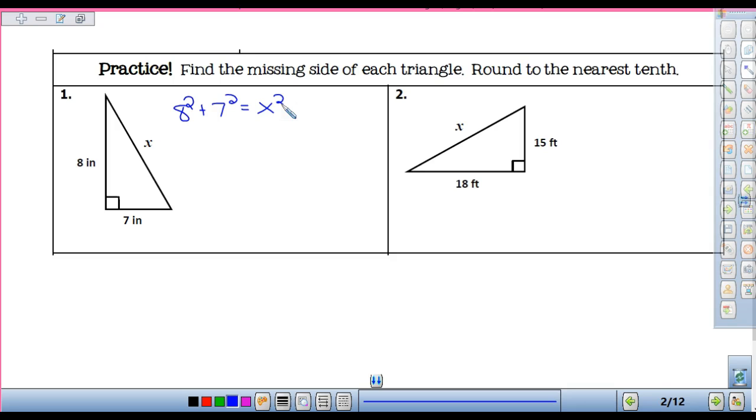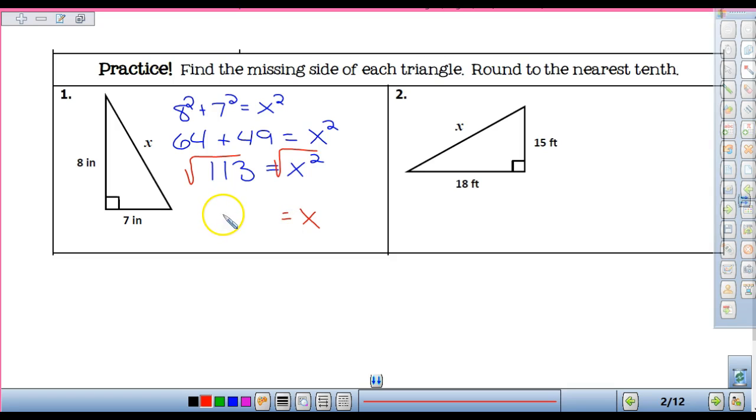What is 8 squared? 64. 64 plus 49 equals x squared. So 64 plus 49 is 113, equals x squared. Now, how do I get from x squared to x? Divided by 2? Not divided by 2, square root. I have to take the square root of both sides. So x equals... A calculator would be a good idea, very good idea, so you're not pushing answers off of everyone else.